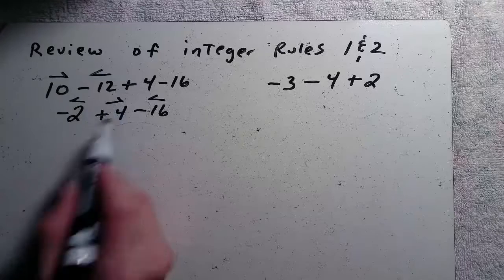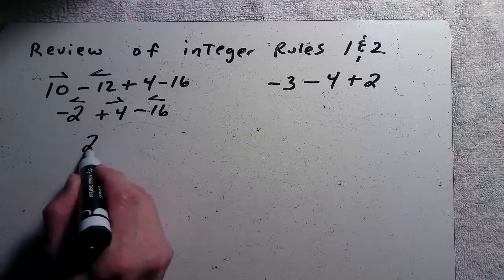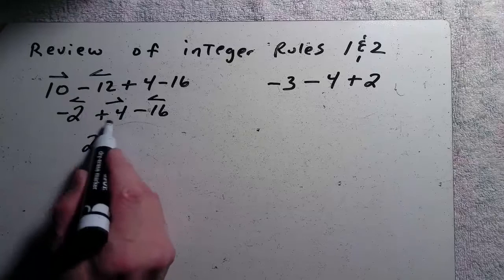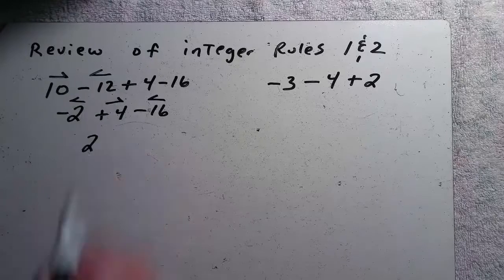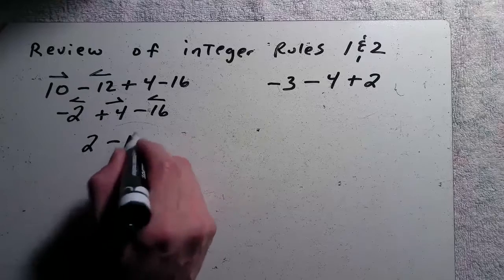Rule 2. So 4 minus 2 is 2. Keep the sign from the larger integer. In this case, 4 is magnitudely larger. It's positive, so we're going to keep this as positive. Bring down minus 16.